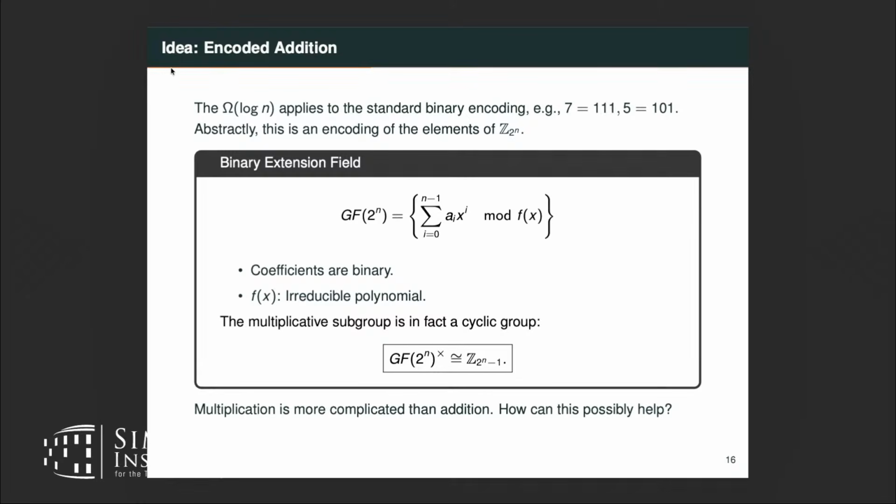So the idea is something that sounds kind of dumb, which is somehow you encode your integers into this. So instead of doing addition, you do multiplication. Sounds like a bad idea. So you might wonder, how could this possibly help?